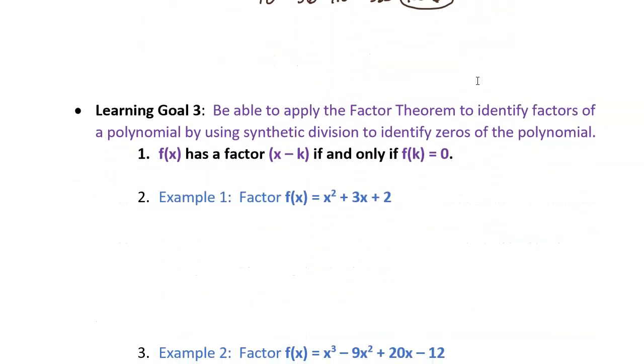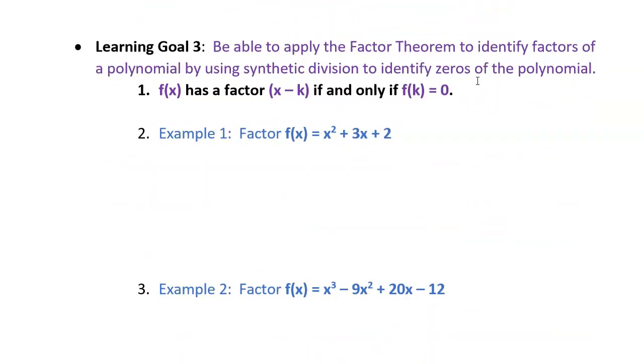Now for our third learning goal. Be able to apply the factor theorem to identify factors of a polynomial by using synthetic division to identify zeros of the polynomial. Here's the key idea. F of x has a factor in this format if and only if f of k equals 0. Let's do an example so you see what that really means.